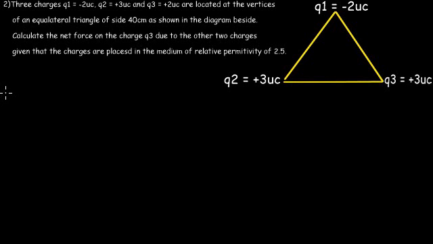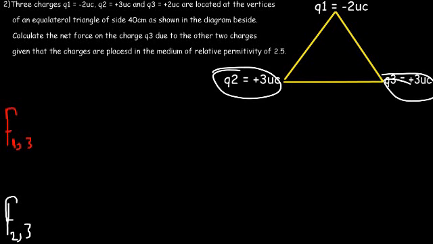So like we did for the first problem, let's identify all the system of forces that will be exerted on Q3. So first, we need F sub 1 comma 3. And secondly, we need F sub 2 comma 3. Because this will have an effect on Q3. Similarly, this will have an effect on Q3. Now, where will these two forces be directed to? Also, what sign should we assign to them?